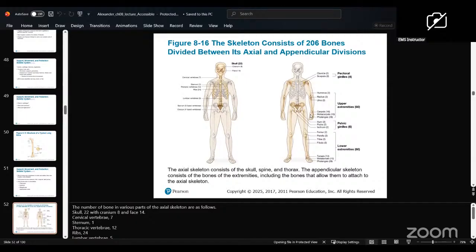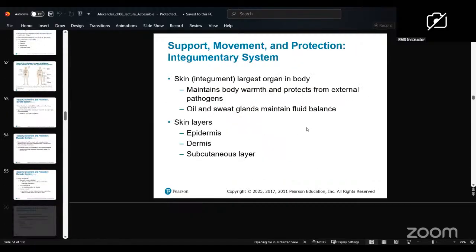Your radius is the bigger bone of the forearm. Your ulna is the smaller bone of the forearm.